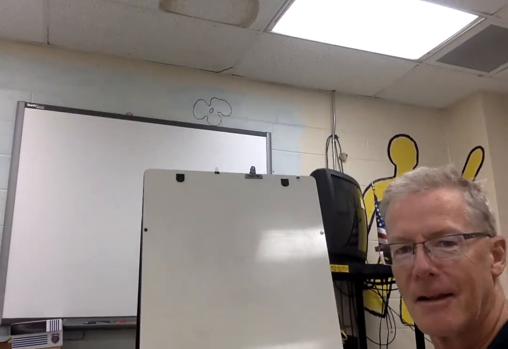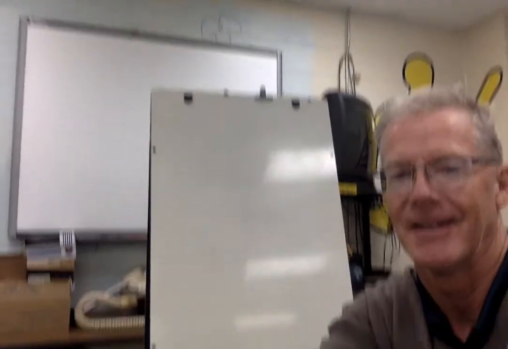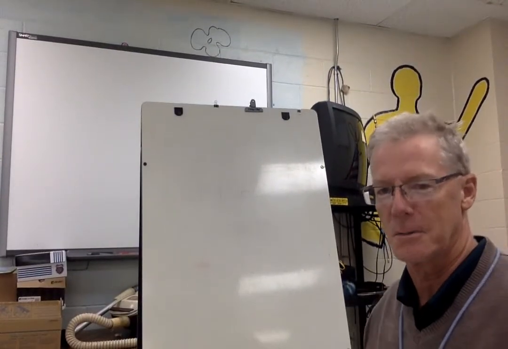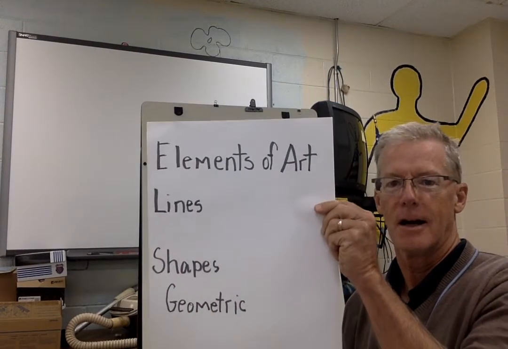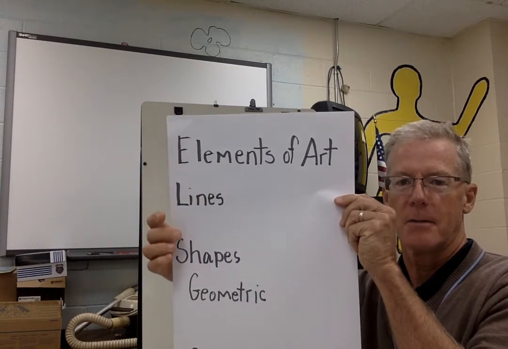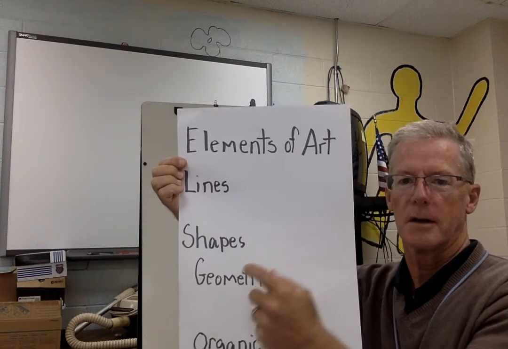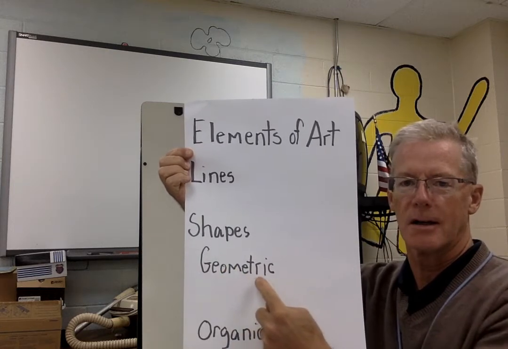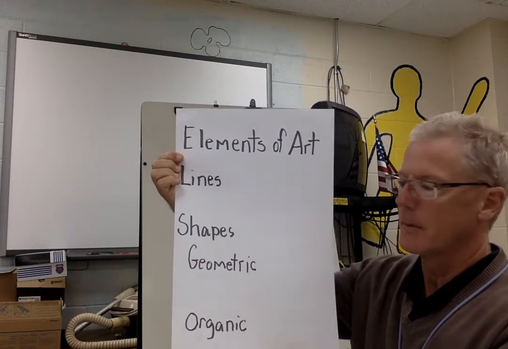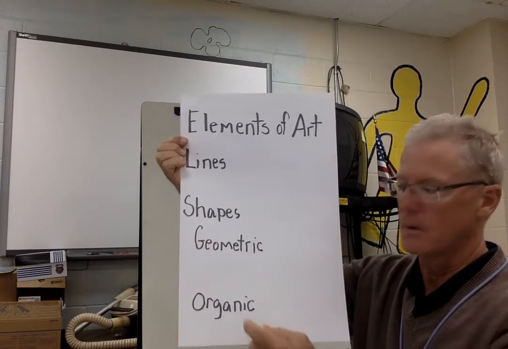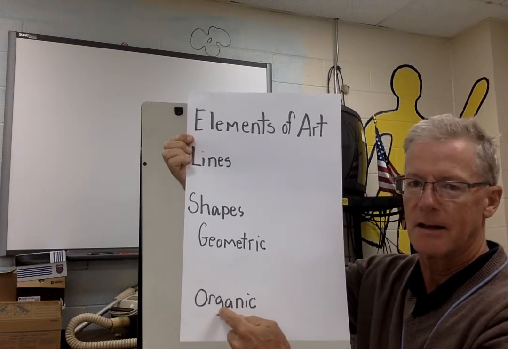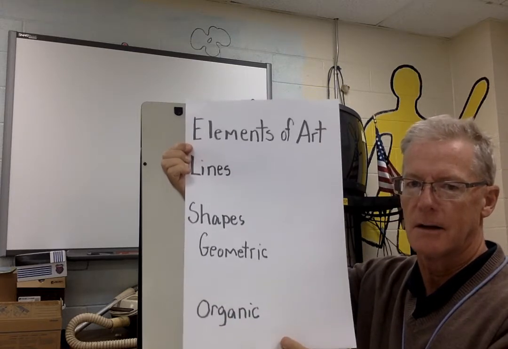So it's time. Let's get on with our third lesson of the year. Can you see me? Okay, last week we talked about the elements of art, line and shape, and we talked about the geometric shapes, okay? And this week we're going to talk about organic shapes, all right?